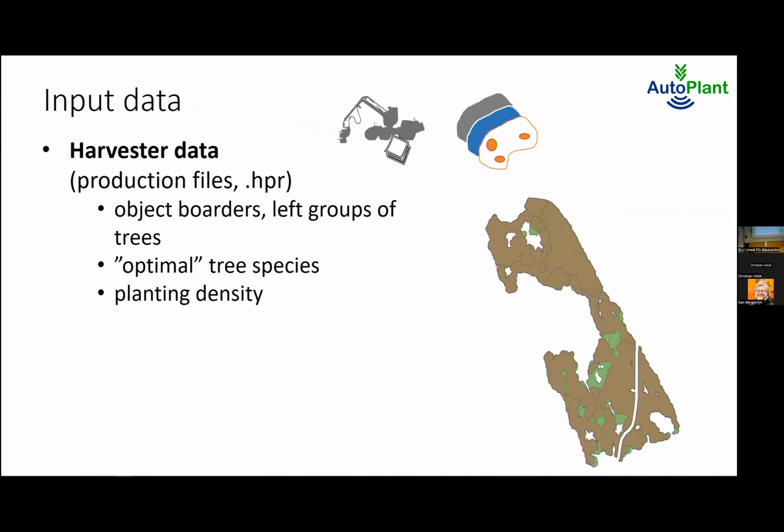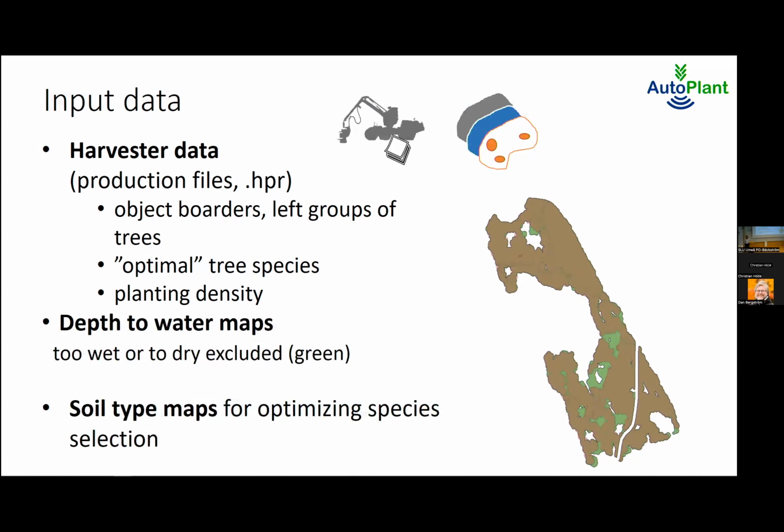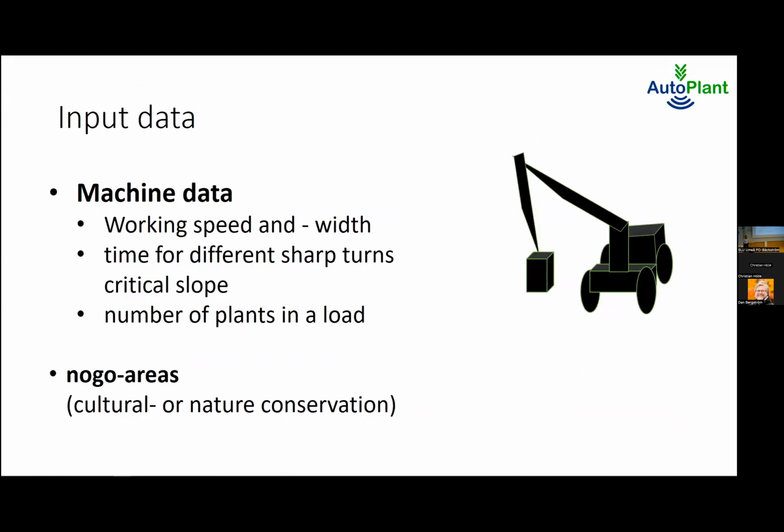And we also use depth to water maps to exclude too wet or too dry areas, and digital elevation models as well, and a soil types map for optimized species selection. And from the machine, we need working speed and width, and time for different kinds of sharp turns, like U-turns or bigger turns, and also critical slope, so if it can drive sideways or just up and down, and the number of plants in a load. And we also include the no-go areas.